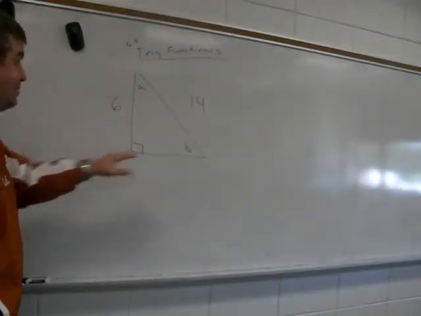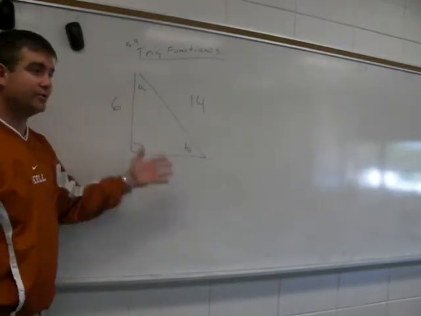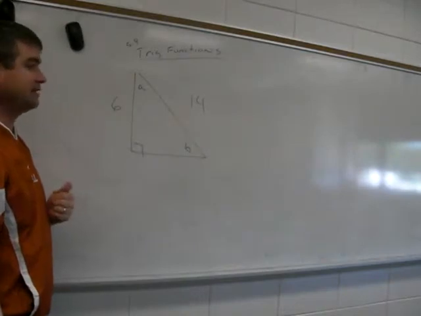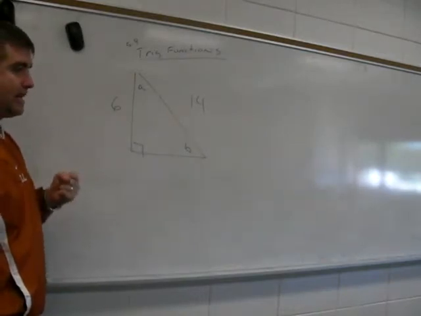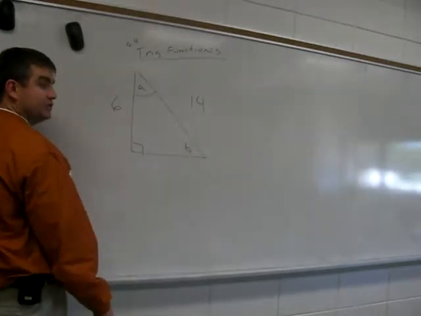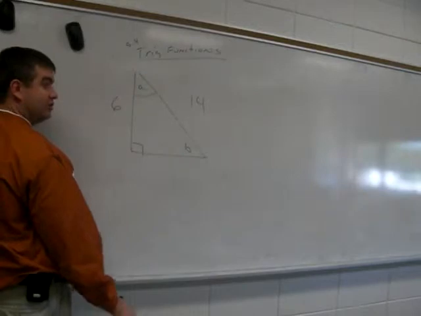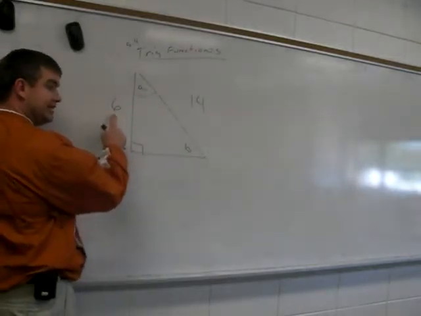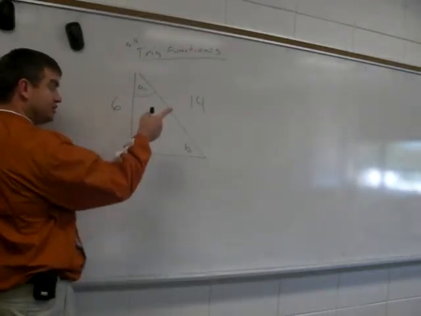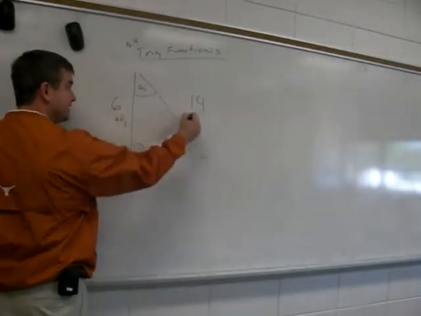Sometimes they may just ask you for one angle. They may not ask you for both. But in this case, we're doing both just because we can. If I'm looking at angle A first, I'm just picking A because it comes first. What is the relationship of the 6 and the 14? Adjacent over hypotenuse. This is adjacent and this is hypotenuse.